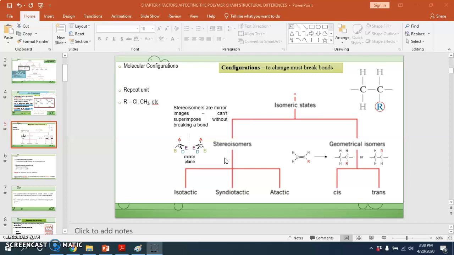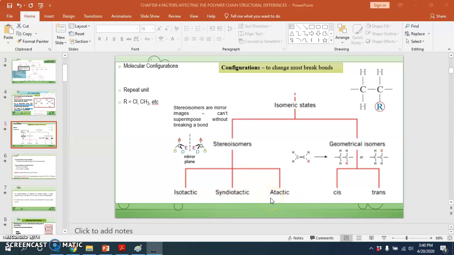So it is a feature where these two polymers share the same number of molecules. Okay, stereoisomerism can be divided into isotactic, syndiotactic, and atactic.